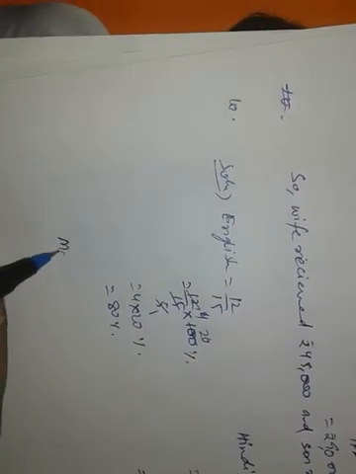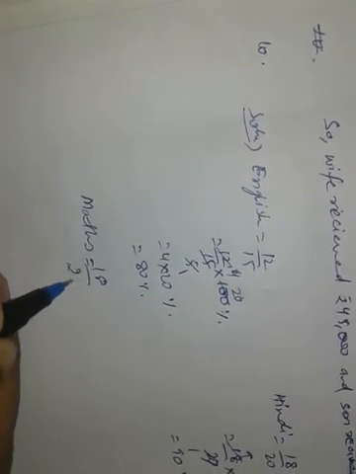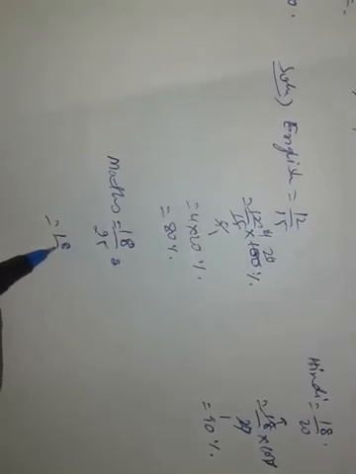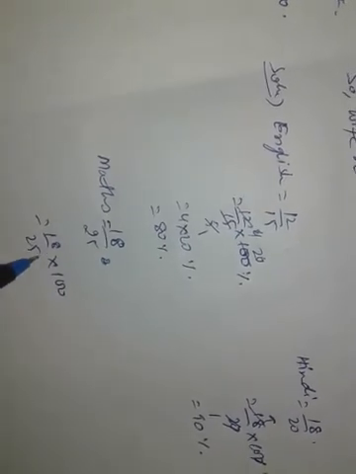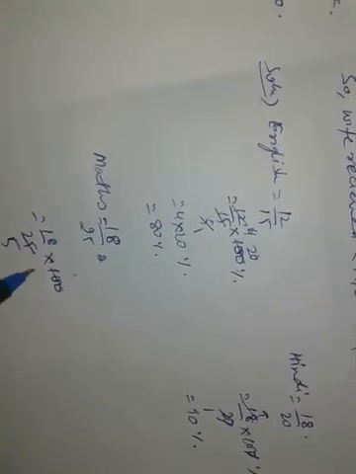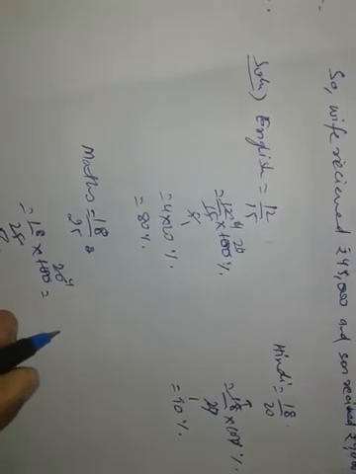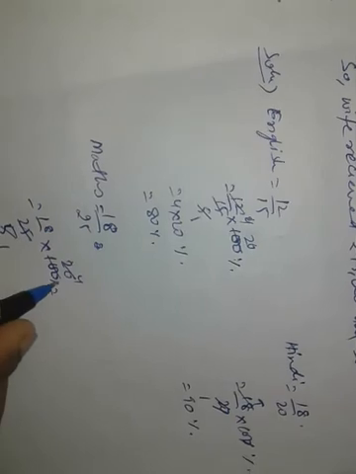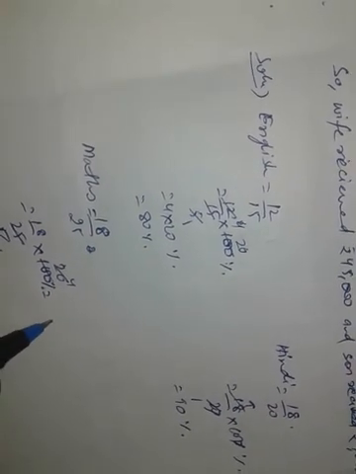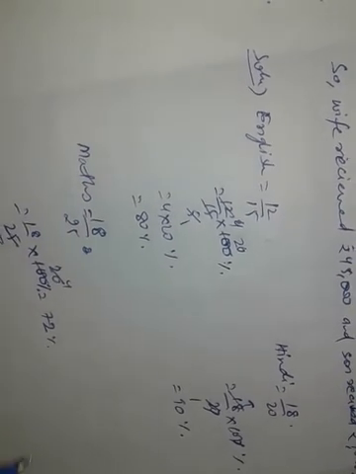Now the last one is Maths, 18 by 25. So 18 by 25 into 100. 25 into 4 is 100. So when you multiply 18 by 4, we get 72%.